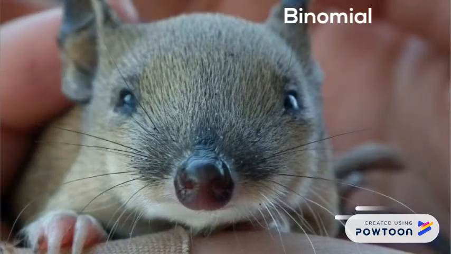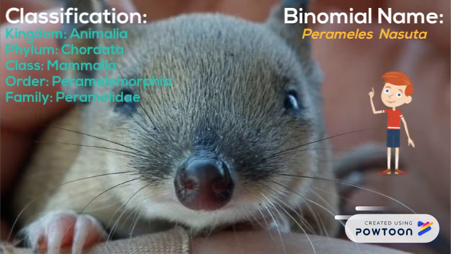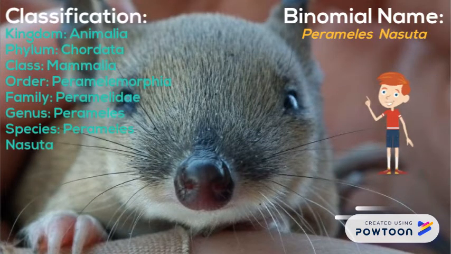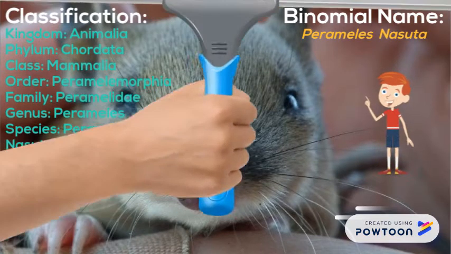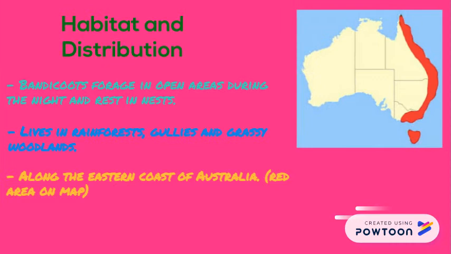Long-nosed Bandicoot. The long-nosed bandicoot's binomial name is Parameles nasuta, and its classification is Animalia, Chordata, Mammalia, Paramelimorphia, Paramelidae, Parameles, and Nasuta. Bandicoots forage in open areas during the night and rest in nests. They live in rainforest gullies and grassy woodlands along the eastern coast of Australia, from northern Queensland to Victoria.